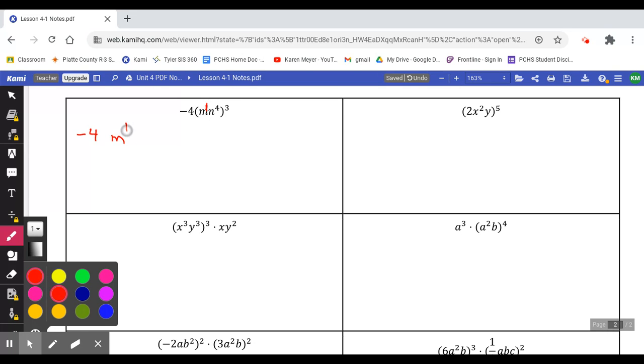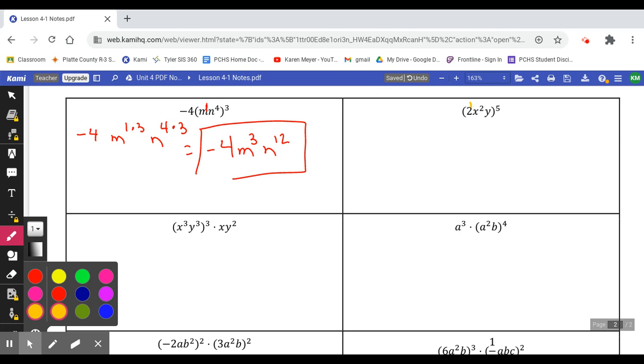So for m, you would have 1 times 3. And for n, you would have 4 times 3. So that will give me a final answer of negative 4, m to the 3rd, n to the 12th. Straight across. This time you will notice the coefficient of 2 is inside the parentheses. So we also have to do this with the coefficient.